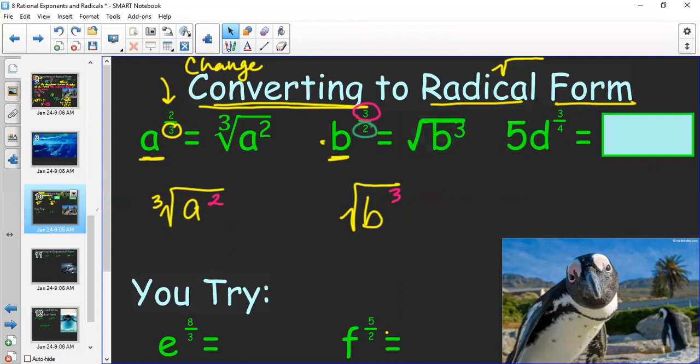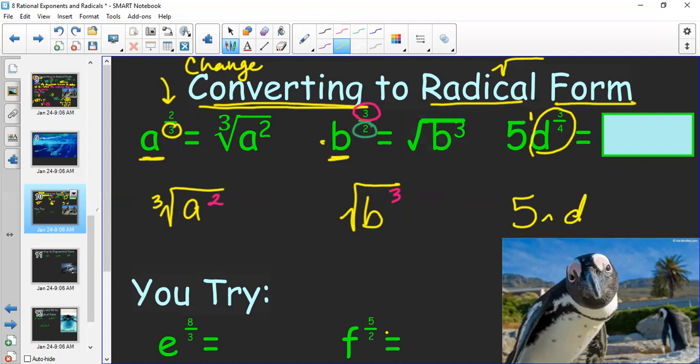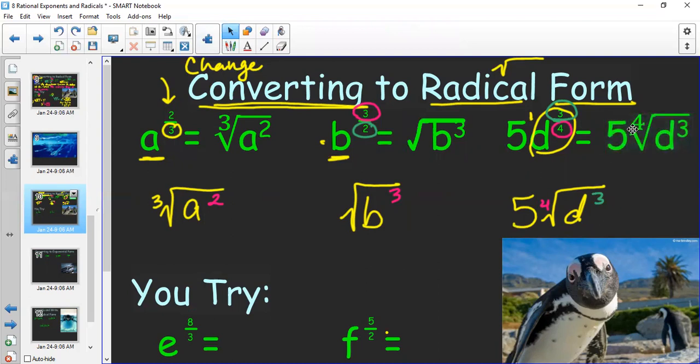All right, this last one's a little bit tougher because if you remember, 5's exponent is that ninja 1. So the 5 is not the problem. The 5 is going to stay where it's at. But the d is the one that has the fraction exponent. So we're going to put d underneath the radical. We have our denominator of 4, so it's going to be the 4th root. And then we have our numerator as 3, so that's going to be your exponent. And that's what is there.